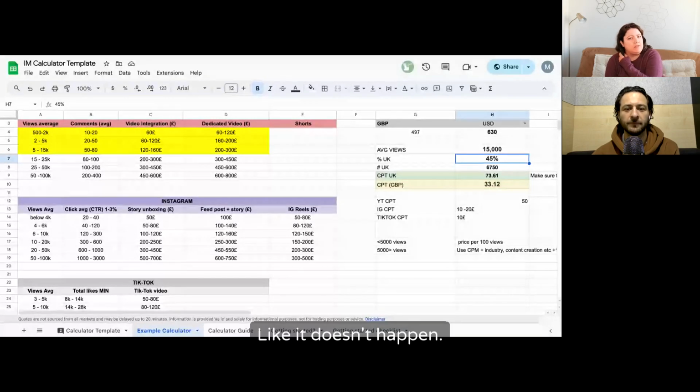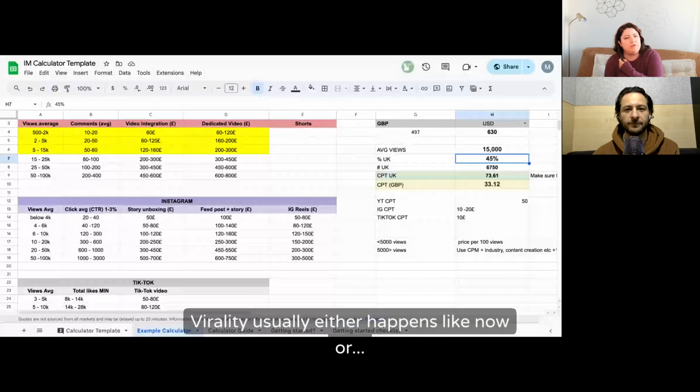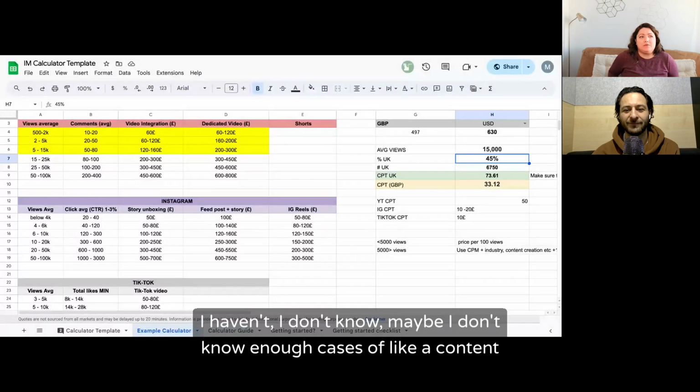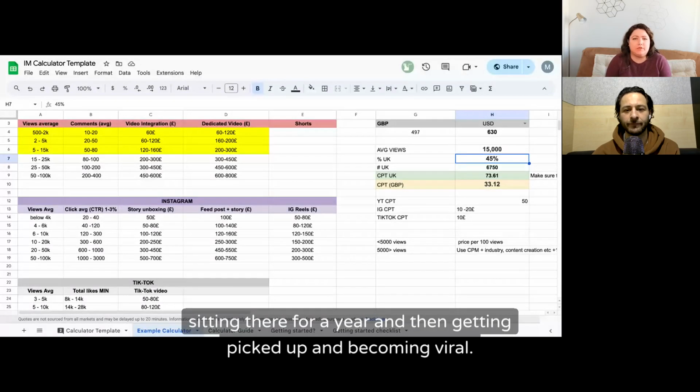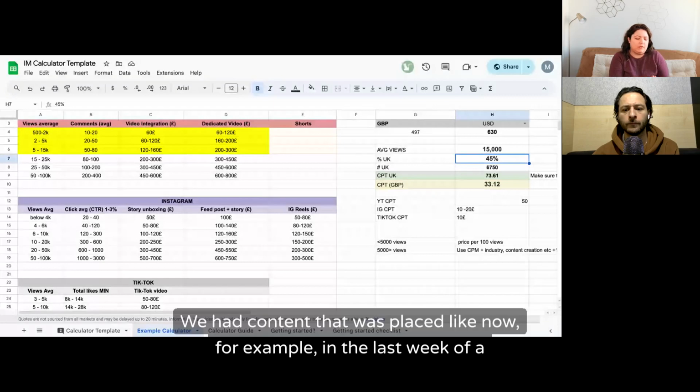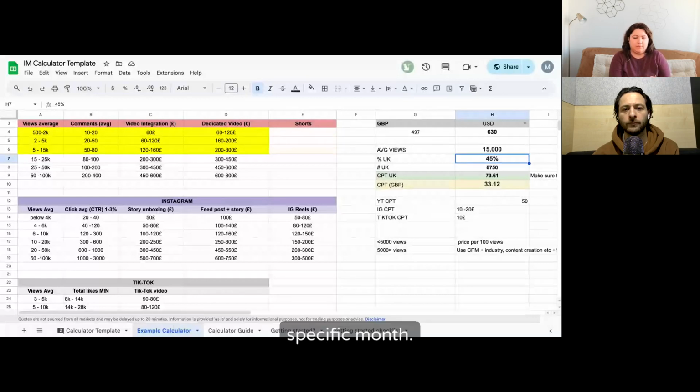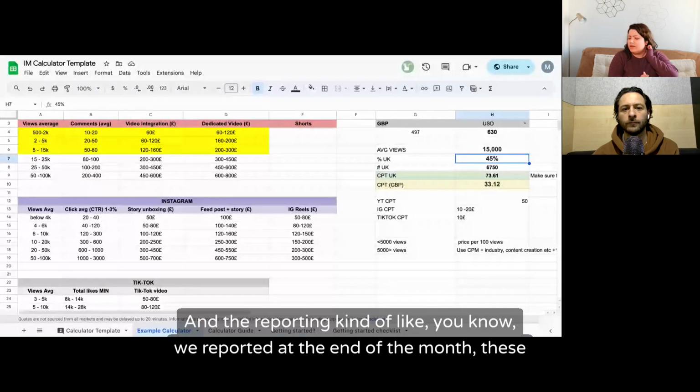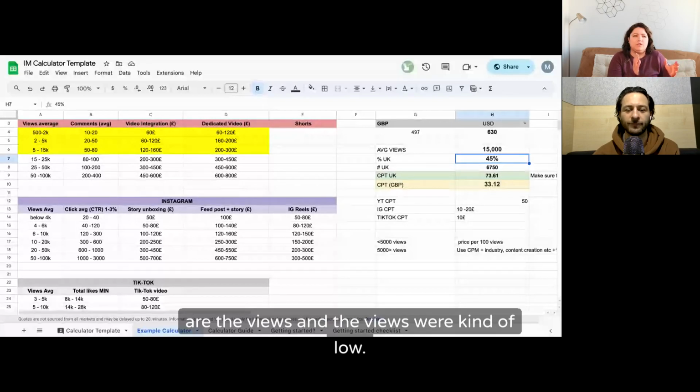That's great, but it doesn't happen. Virality usually either happens now or, maybe I don't know enough cases of content sitting there for a year and then getting picked up and becoming viral. But what I've noticed, and it was very interesting to see the data on that, we had content that was placed, for example, in the last week of a specific month. And when we reported at the end of the month, these are the views, and the views were kind of low.